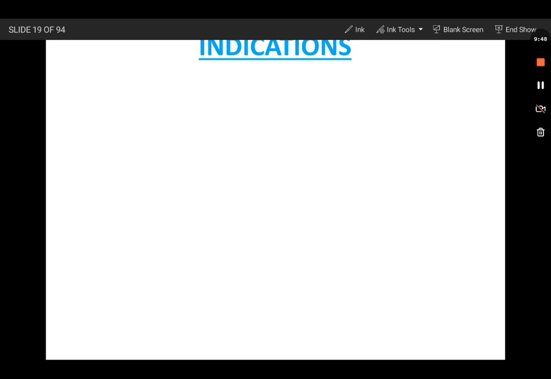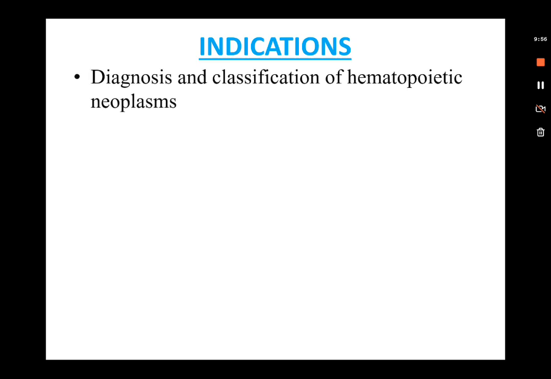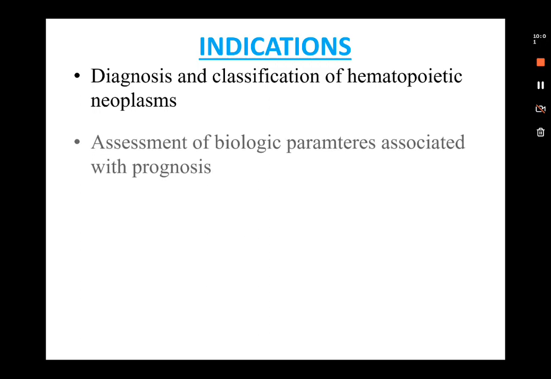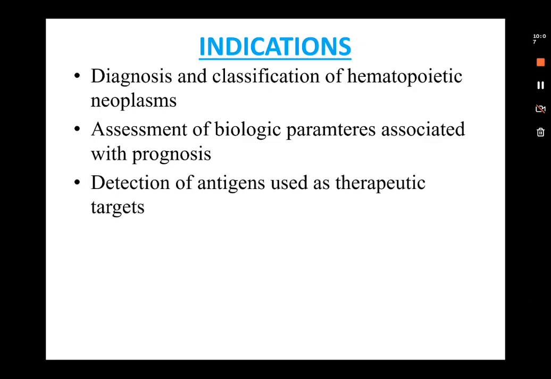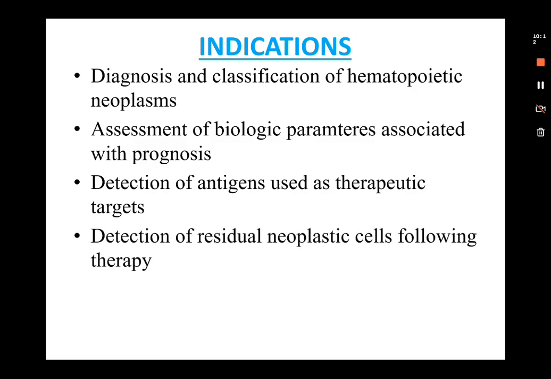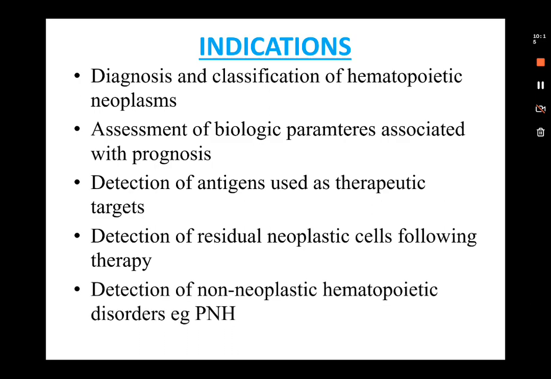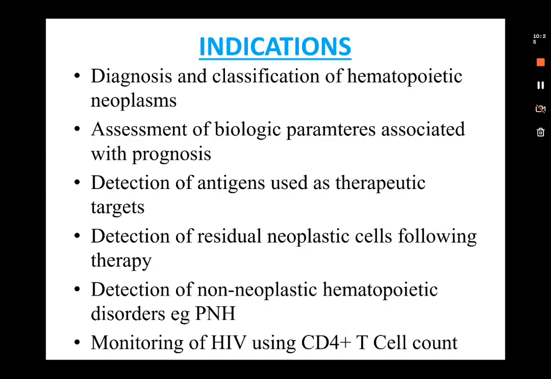Okay, now indications. There can be neoplastic hematological indications and non-neoplastic. Among neoplasms, we have diagnosis and classification of those neoplasms, then assessment of biological parameters which are associated with prognosis, the detection of antigens which are used as therapeutic targets, and the detection of residual neoplastic cells after therapy. Among non-neoplastic, the classic disorder for which flow cytometry is used is paroxysmal nocturnal hemoglobinuria, which we'll see in later slides, and monitoring of HIV using CD4 positive T cell counts.